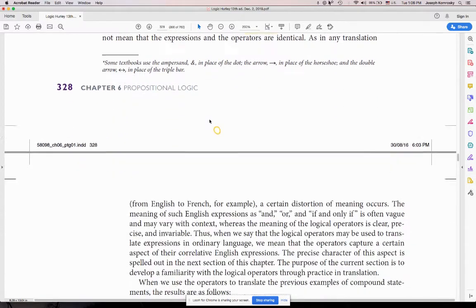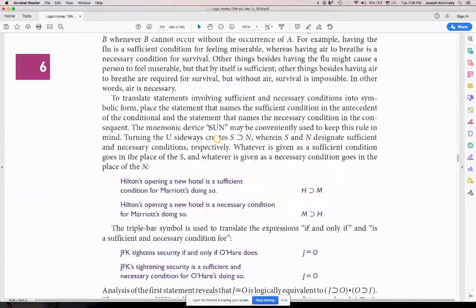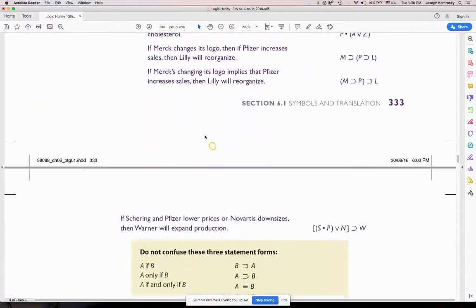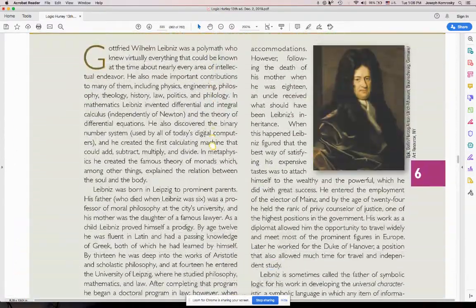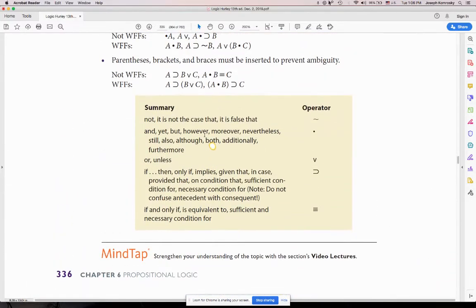Now, on that note, before I start each section, Hurley always does this. Some chapters are better than others, but he masterfully gives you a cheat sheet. You could take a picture of this while you're doing your homework. He says, anytime you see these very specific words inside of an English statement and you want to symbolize them, or translate them into a logical form, you're going to use an operator symbol.